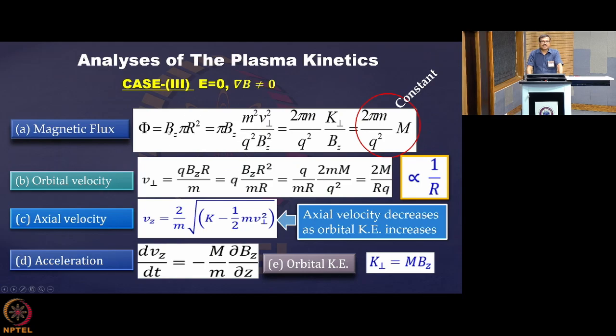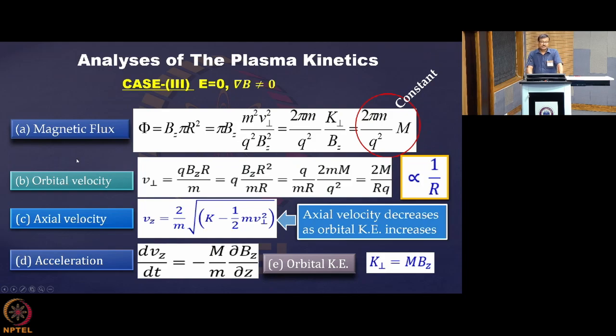Now you see here Bz into r square, what is that? That is related to magnetic flux, and you can write it in terms of magnetic moment. So I have written it like that, and it comes to be 2 mu by r cube. Now here m is constant, q is constant, so I can say that v perpendicular is proportional to 1 by r. So orbital velocity is inversely proportional to the radius of gyration. So the tighter the gyration, the faster is the orbital motion, and the larger the orbit, the slower is the orbital motion.